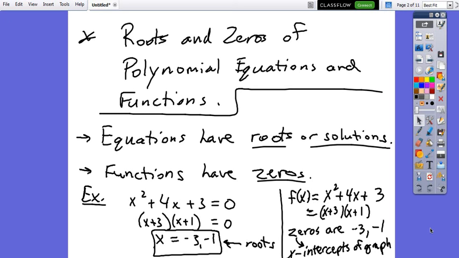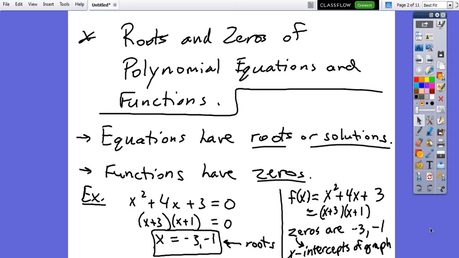Now, I've got two examples here. One of them deals with the equation format, and the other one deals with function format. x squared plus 4x plus 3 equals 0 is a quadratic equation. We can factor it into (x plus 3)(x plus 1) equals 0, and then see that our roots are -3 and -1. Those are the values that satisfy the equation.